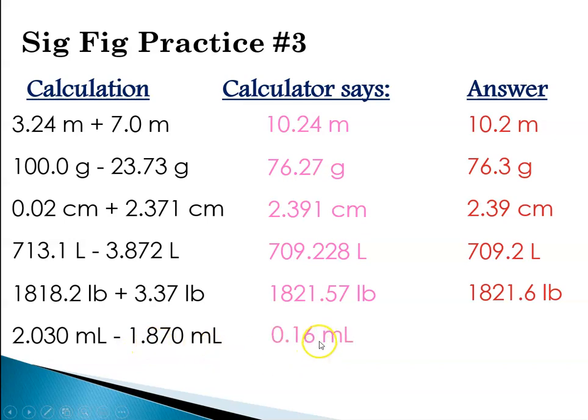And this last one, 2.030 mils minus 1.870 mils. My calculator gives me this. Now, I know that both of my measurements are to the thousandths place, but my calculator gave me the hundredths place. I need to report to the thousandths place, so I'm going to add a 0. So my answer should be 0.160 mils.